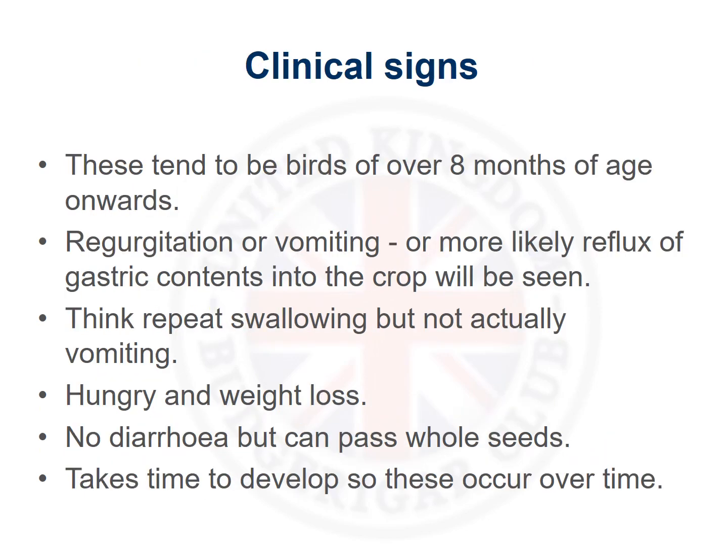And they've got to be generally over 8 months of age onwards. You might see some regurgitation or vomiting, or a bird refluxing into its crop but not actually vomiting is more likely, and it's sort of like they're repeatedly trying to swallow, if that makes sense. They will be hungry, they'll get weight loss, don't tend to get diarrhea in the same sense that we get with ATB, and again it's a chronic disease that takes time to develop.